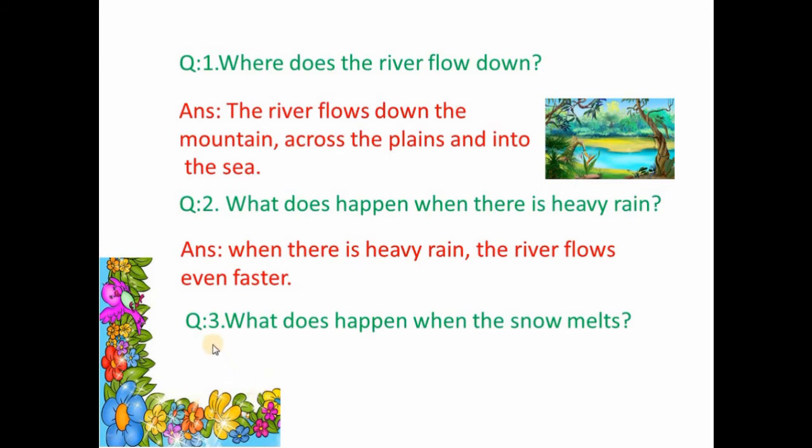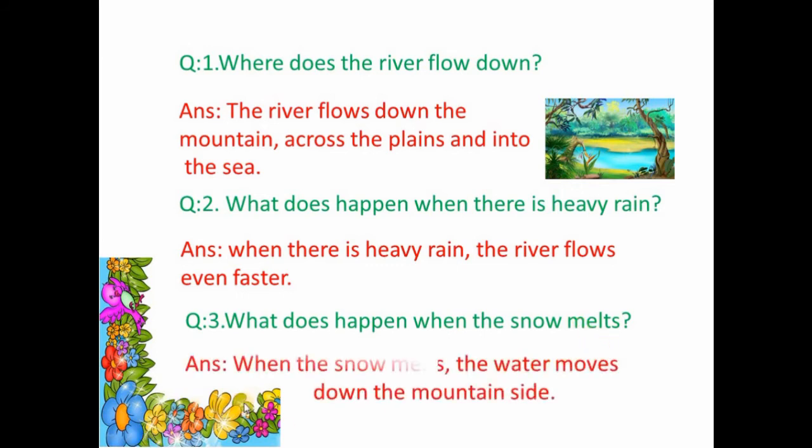Question number 3. What does happen when the snow melts? Obviously, when the snow melts, the amount of water will increase. After melting, the snow is converted into water and the water moves down the mountain side. Water moves where? Down the mountain side.